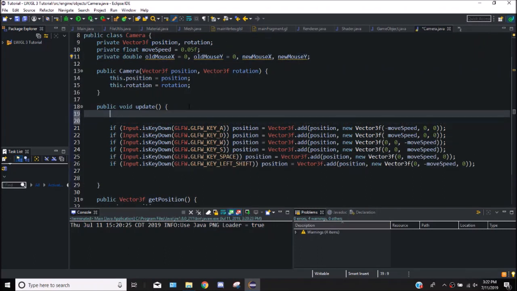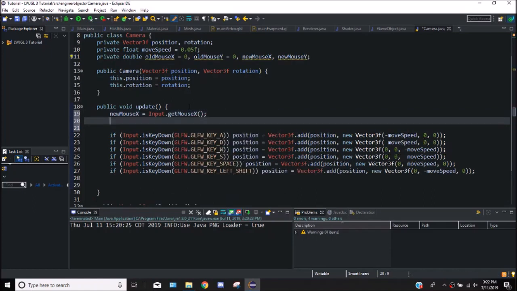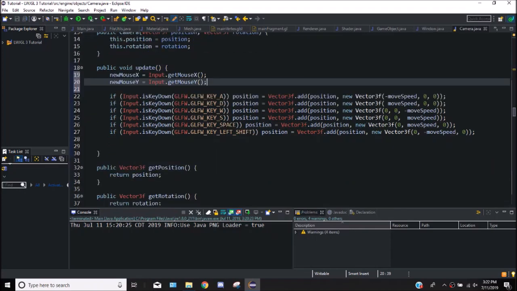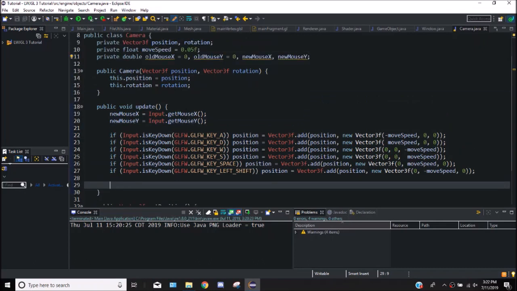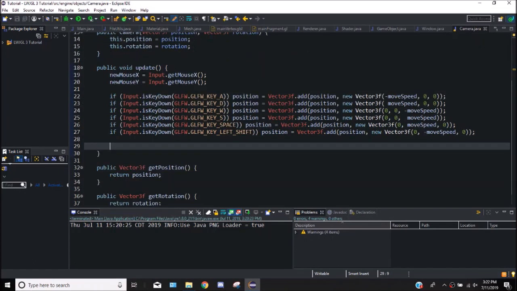The first thing we've got to do is get the new mouse values. We can do that by saying newMouseX is equal to input.getMouseX, and we can do the same for the mouse Y: newMouseY is equal to input.getMouseY. Now that we have that, we can get the difference between them by subtracting the new mouse values and the old mouse values, for X and Y.